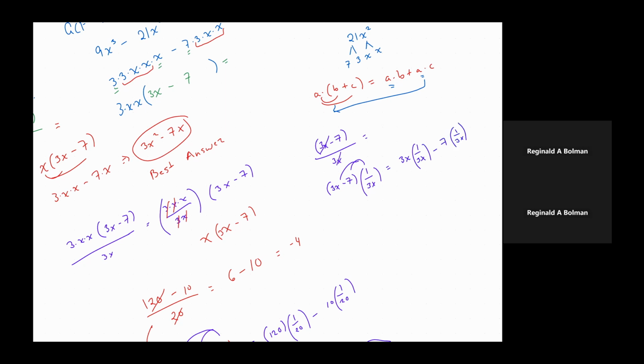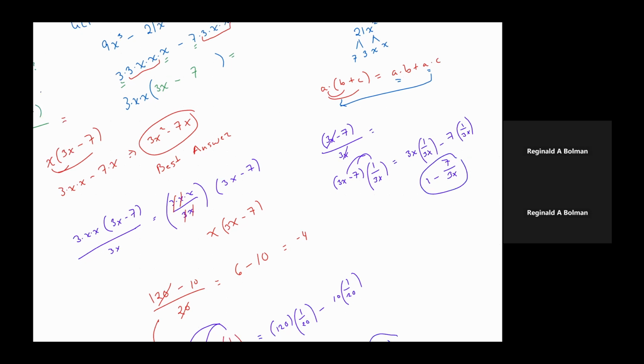Yes, the first term would divide out. You'd have 3x divided by 3x, which would give you 1. But then the second term would be 7 over 3x. And of course, you can't really divide 3x into 7, so that would not disappear. There would be nothing you could do with it. That would just be your answer, just like that.